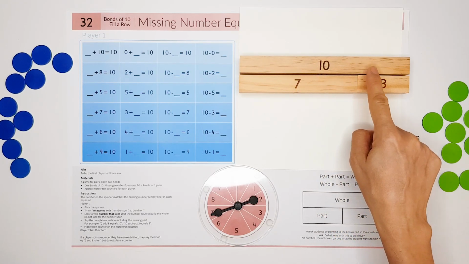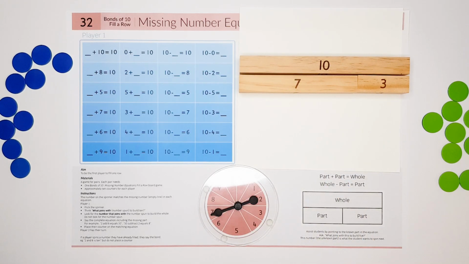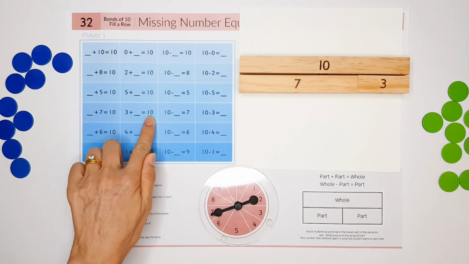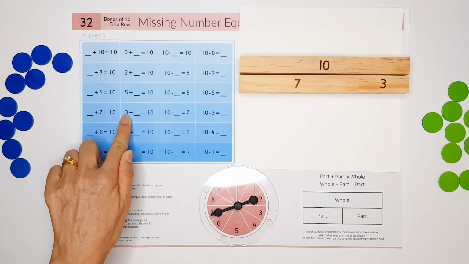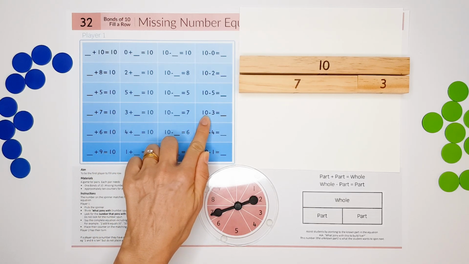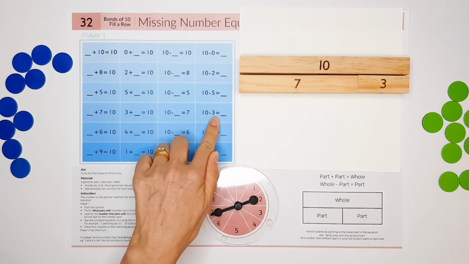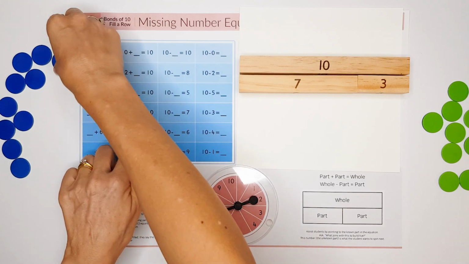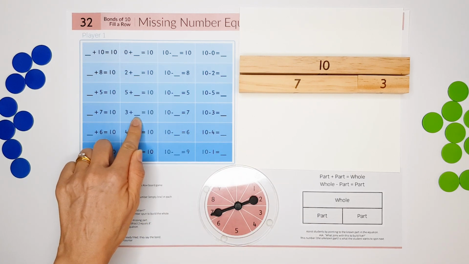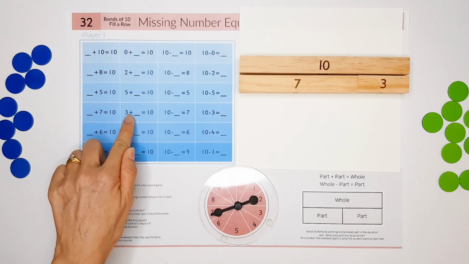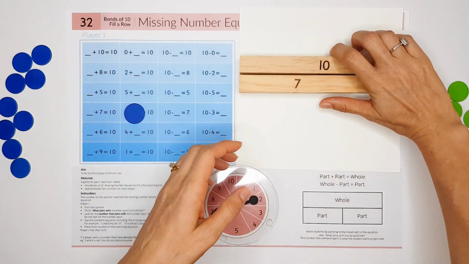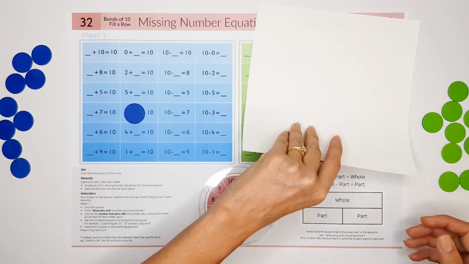So looking for 10 and 3, I can see that is in this row here. I have the whole of 10 and a part of 3, and a whole of 10 and a part of 3. I'm going to choose to place my counter here. When I place it, it's important that I say the equation. 3 add 7 equals 10. And then it's player 2's turn.